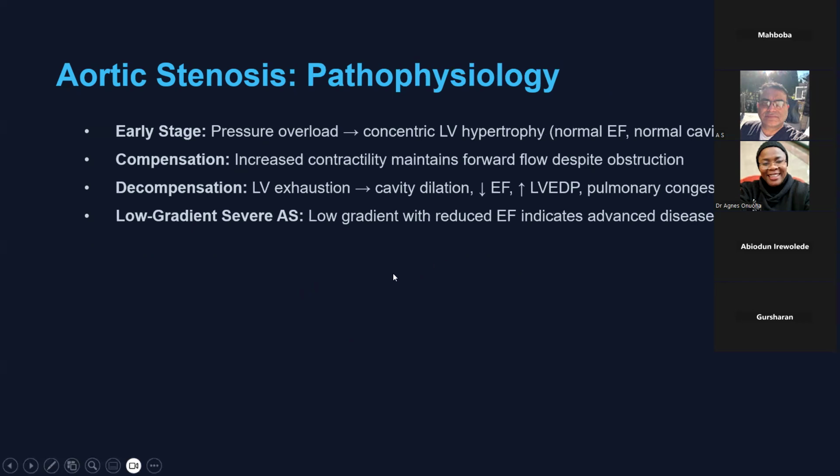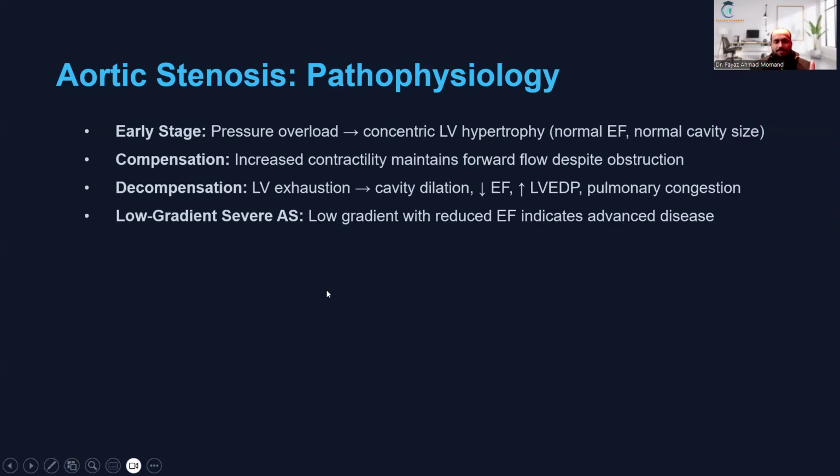Now, pathophysiology in the early stages: the stenotic valve causes overload, which is pressure overload on the left ventricle. It hypertrophies, gets concentric hypertrophy. Ejection fraction stays normal. Cavity size remains normal for a while. Compensation happens. The heart has to contract with increased contractility force. This increased contractility maintains forward flow despite there being stenosis.